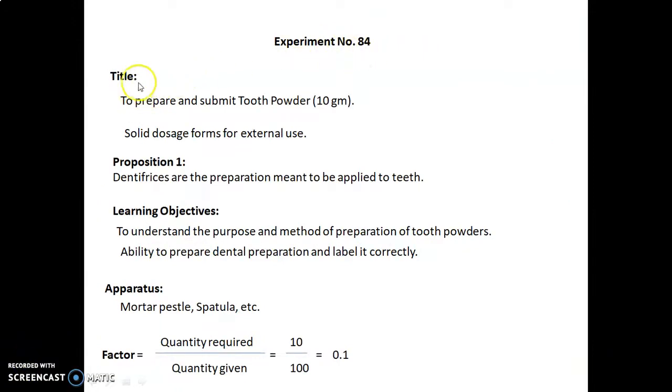Experiment number 84. The title of this experiment is to prepare and submit tooth powder 10 gram. In this we are going to study the solid dosage forms for external use. Preposition 1. Dentifrices, that means dental products, are the preparations meant to be applied to the teeth. Learning objectives are to understand the purpose and the method of preparation of tooth powders and the ability to prepare the dental preparation and label it correctly. Apparatus required are mortar, pestle, spatula, etc. Factor is calculated as quantity required upon quantity given, which is 10 upon 100, that is equal to 0.1.